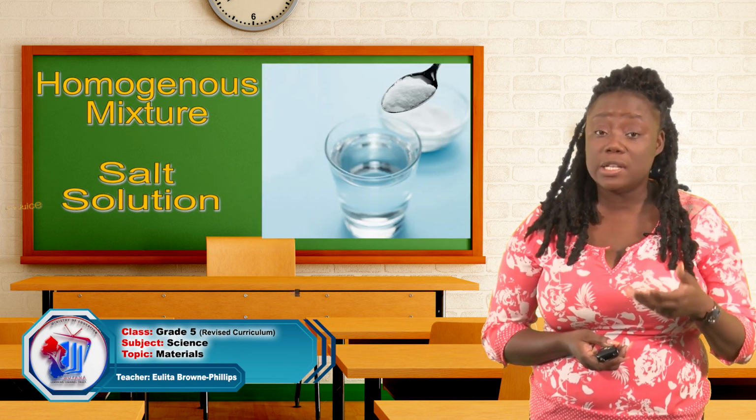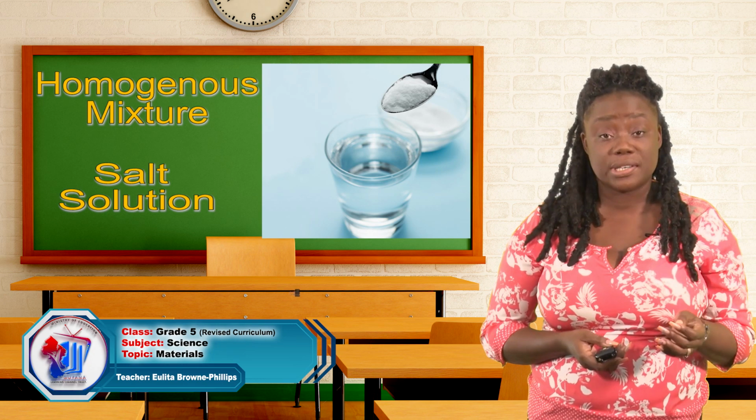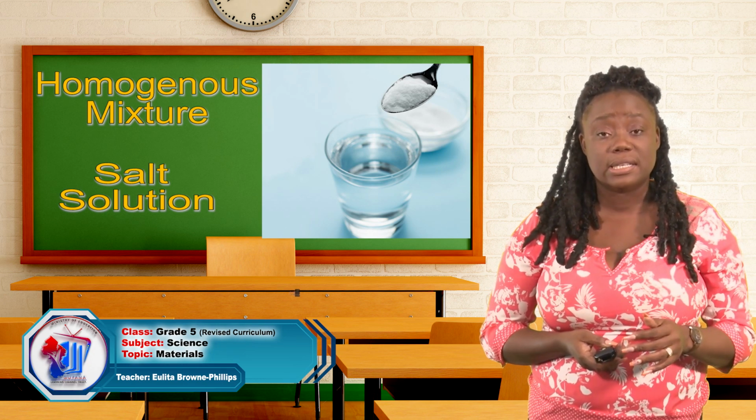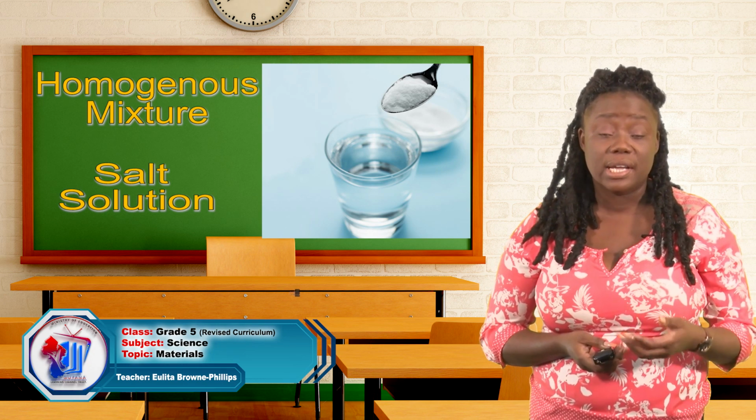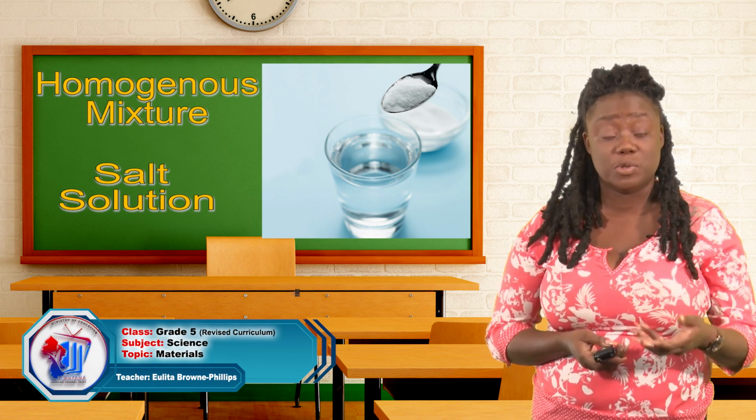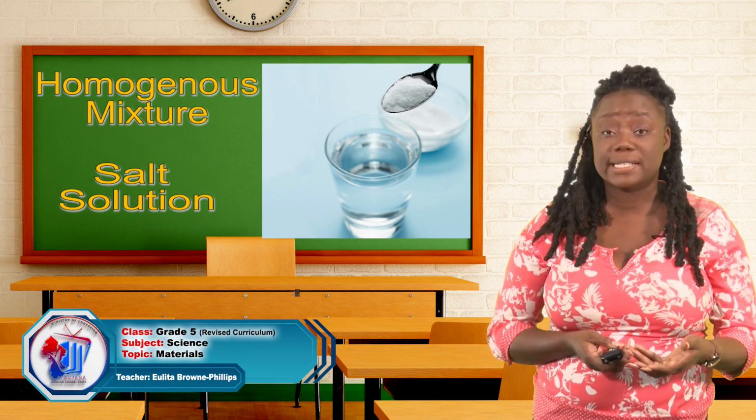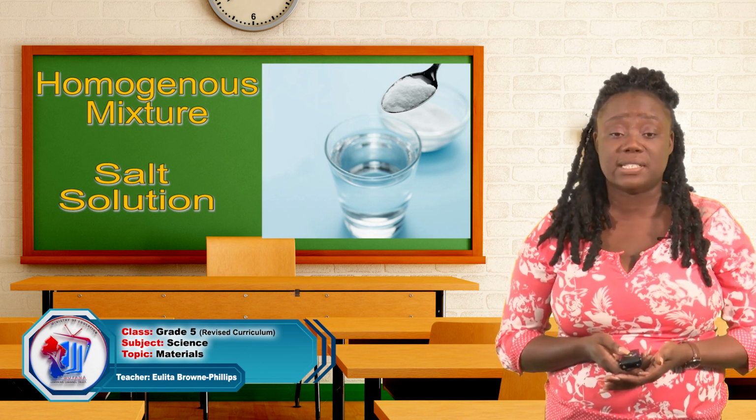The glass of lime juice is a good example of a homogeneous mixture. Also, a salt solution, water plus salt dissolved in the water equals a salt solution. That is another example of a homogeneous mixture.